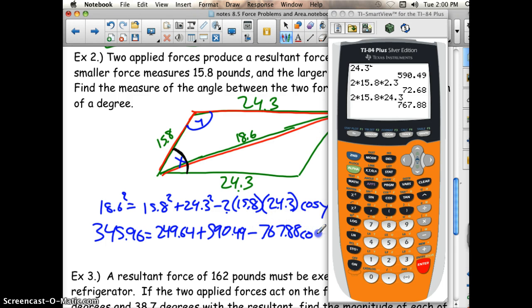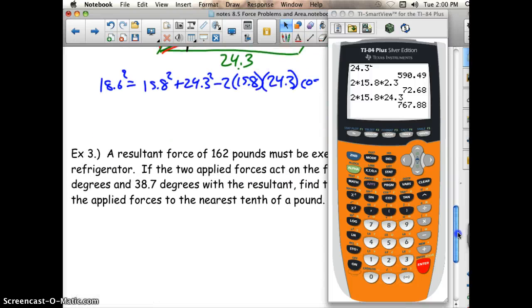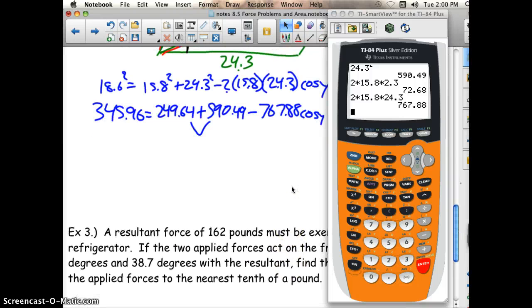767.88 cosine of y. All right, these two are like terms and can be combined. That other guy, though, isn't. It has a cosine y attached to it. So I'm not going to be able to combine him with those other ones.